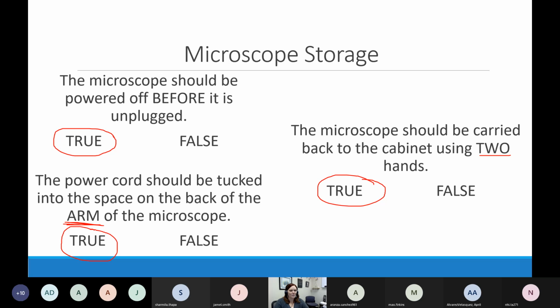I think I mentioned it. Microscopes are the most expensive thing we'll use all semester. So we have to take care of our babies, right? Perfect.